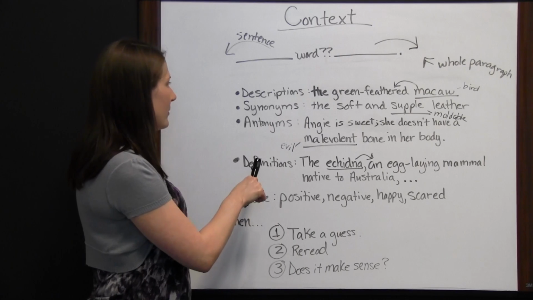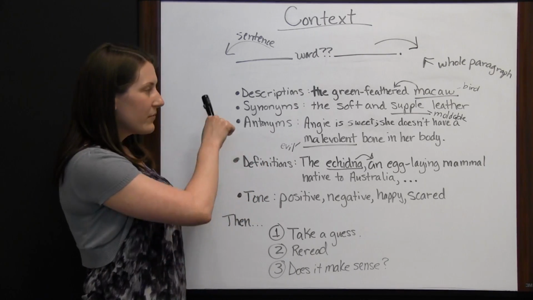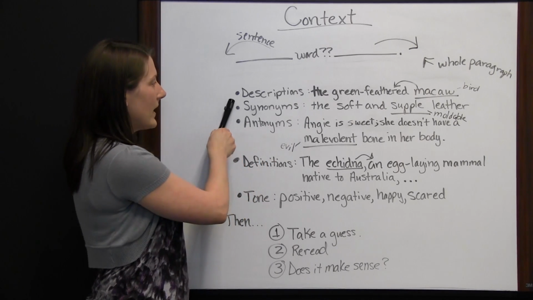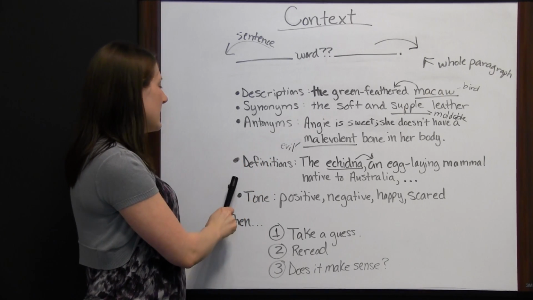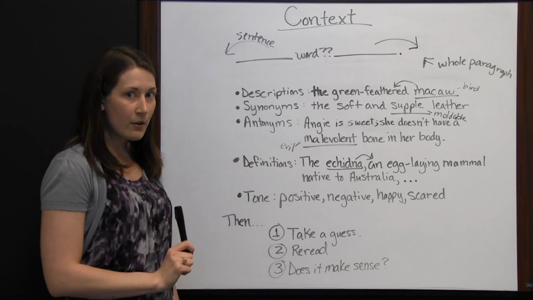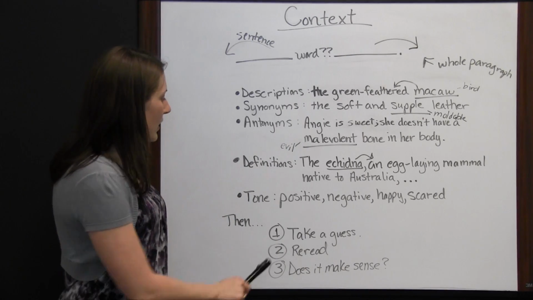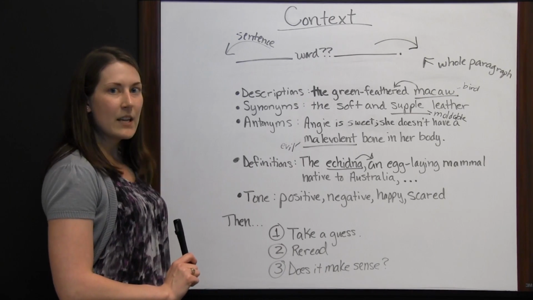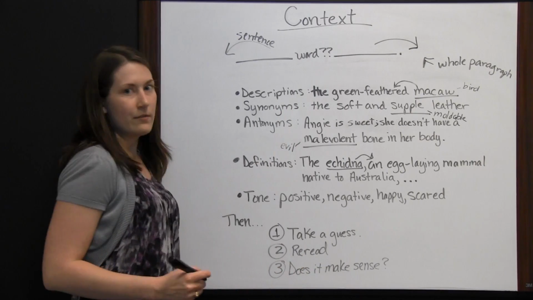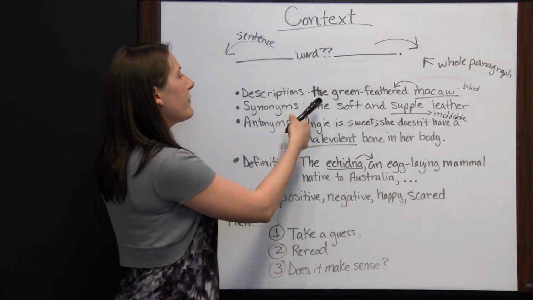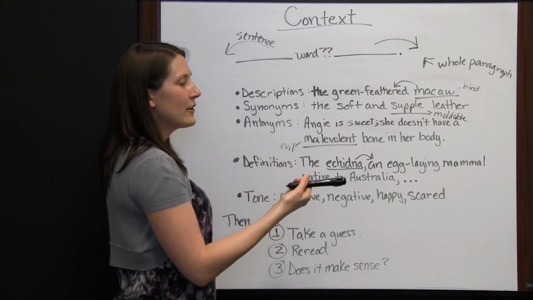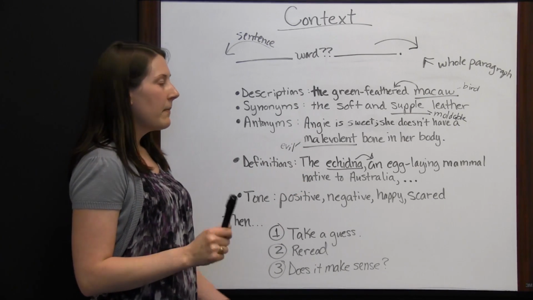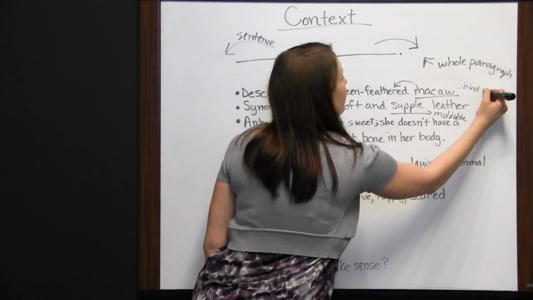So once you've looked at clues and you've tried to figure out, looking before and after the sentence your word is in, looking at the whole paragraph, seeing if you can find a description, a synonym, an antonym, a definition, or figure out the tone surrounding that unfamiliar word, you want to take a guess as to what the word means. And then you want to reread the sentence to see if it makes sense to you and ask yourself, does it make sense? So if we were to insert bird here, the green feathered bird, well, something that has feathers and we have bird after it, that makes sense, so that one would work.